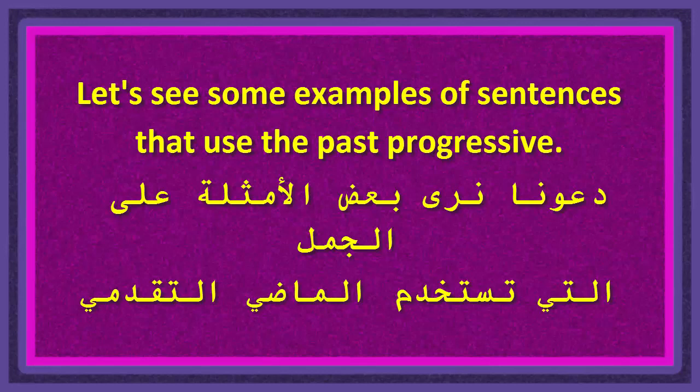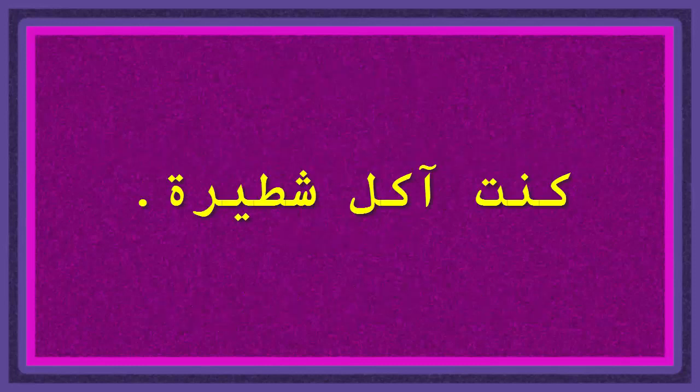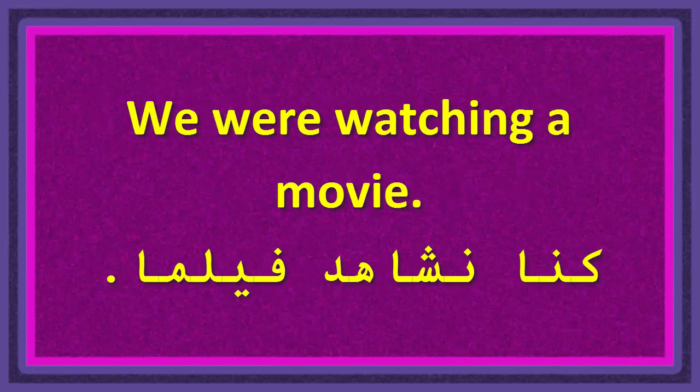Let's see some examples of sentences that use the past progressive. Examples: I was eating a sandwich. Children were playing. We were watching a movie.